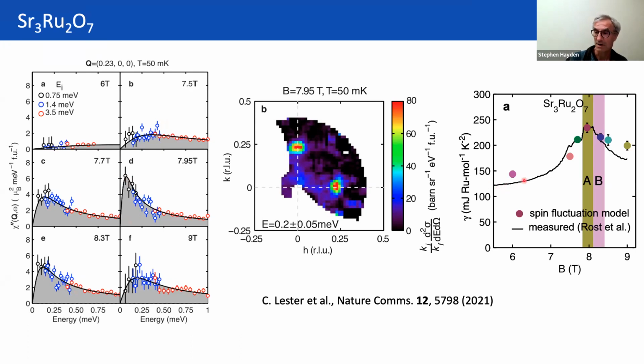And in this material, this is the specific heat on the right hand side. This line here changes, and it has a peak where the energy scale of the spin fluctuations is lowest. That's this panel D. So there are two examples where you get low energy spin fluctuations and large gammas.